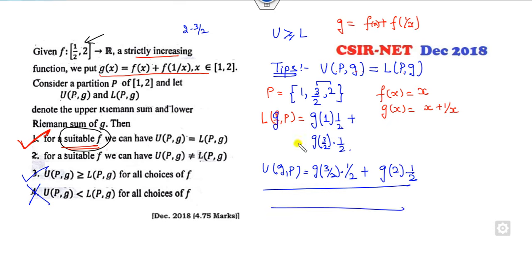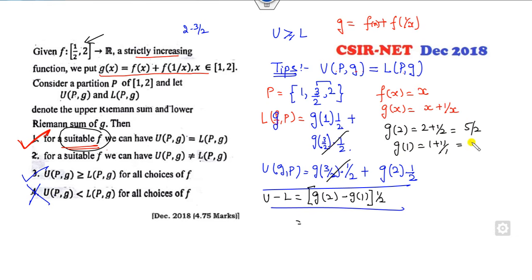Then to show they are not equal, I can simply take U minus L. So this value will be cancelled out. U minus L is g of 2 minus g of 1, with half common. So clearly g2 and g1 are not the same: g2 is 5 over 2 and g1 is 2. Clearly this number is non-zero. If this is non-zero, it means they are not equal. So this is the correct option. So A, B and C are my correct answers.